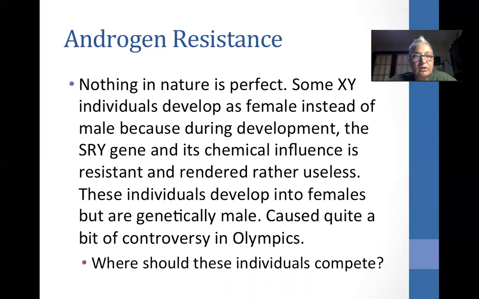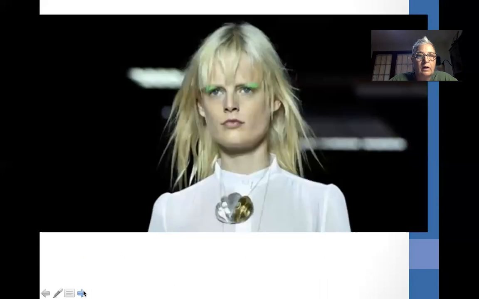And this caused quite a controversy, and it still is undecided and unresolved in the Olympics. The question is, where would these individuals compete? So what you basically have is a genetic male, X and Y, but the Y basically useless, and so the person develops as a female. This is an example. This is a runway model. I forget her name, but anyway, she came out because there were many questions about her gender or sex, sorry, and she admitted to being XY, but had androgen resistance, so she developed as a female.